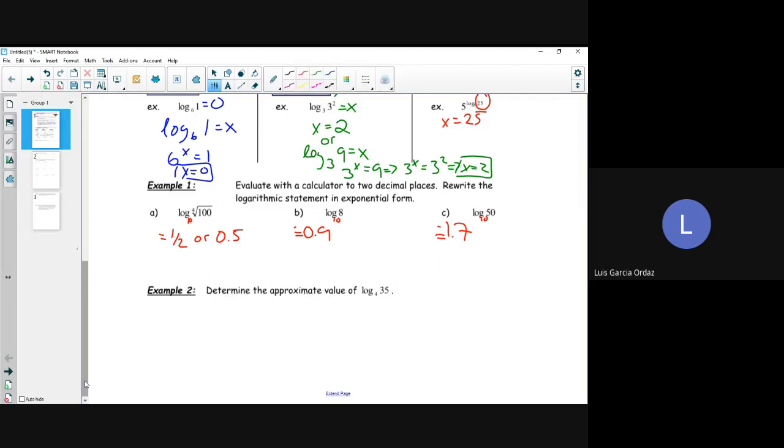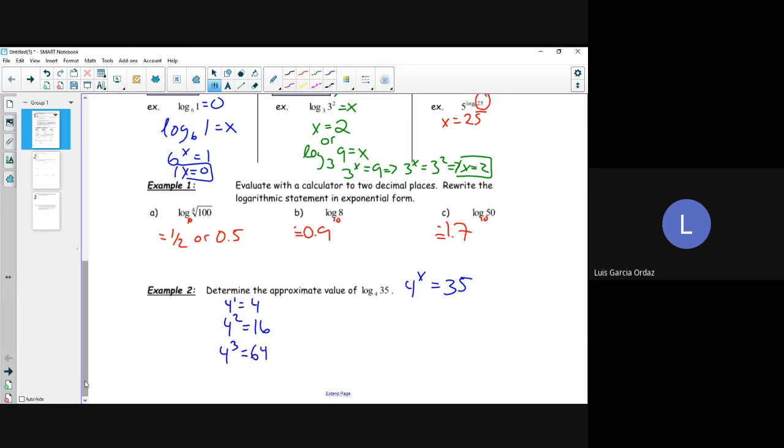Now for example 2, we want to determine the approximate value of log base 4 of 35, and we are going to do this without a calculator. So we need to ask ourselves: 4 to the power of x is equal to 35. We need to figure out some exponent x that gives us a value of 35. So we make a chart of the powers of exponents to the base 4. 4 to the power of 1 gives us 4, 4 to the power of 2 gives us 16, and 4 to the power of 3 gives us 64.